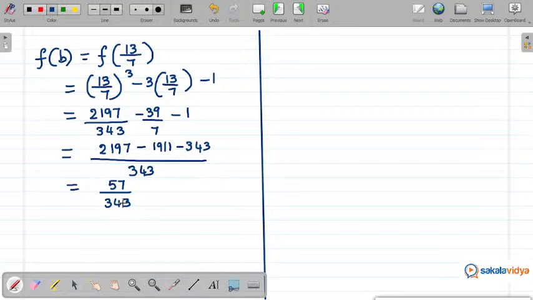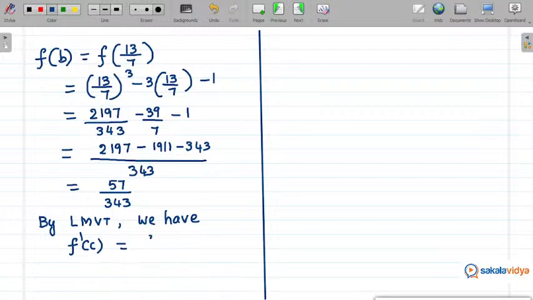So now apply Lagrange's theorem. By Lagrange's mean value theorem, we have f dash c is equal to f of b minus f of a upon b minus a. So let us substitute values. See what is f of x here. So you check.